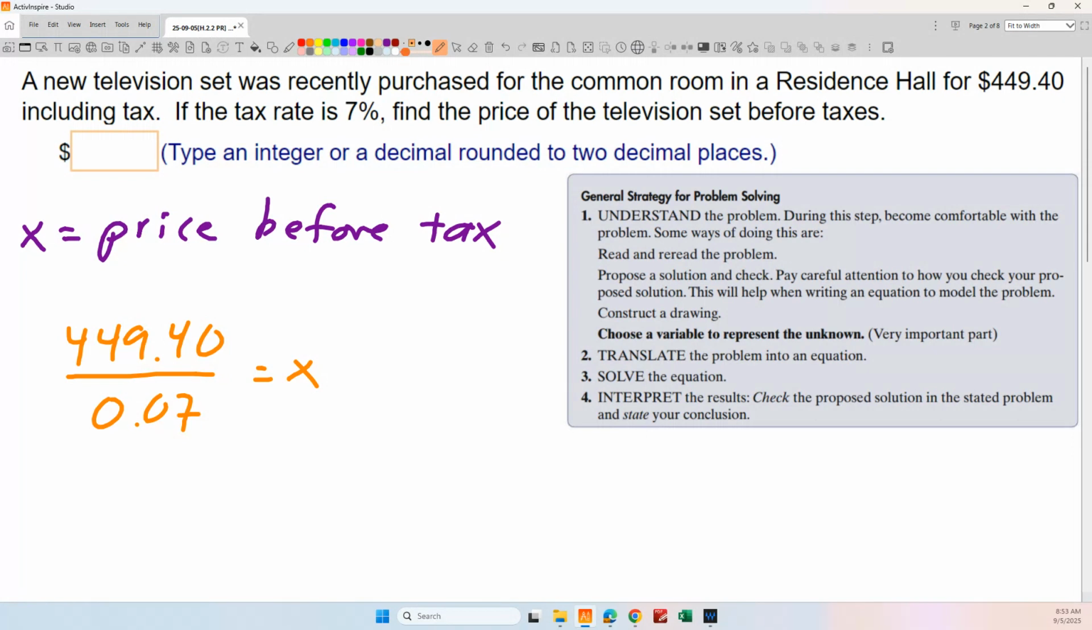So now we're looking for the price before taxes. Should that be greater than or less than 449.40? Should be less than, right? Because 449.40 is the price including the extra tax, right? Okay, so it was an idea. But maybe we'll backtrack on that one a little bit. What do you think? Could we try 0.07 multiplied by x equals 449? Okay, let's try that.